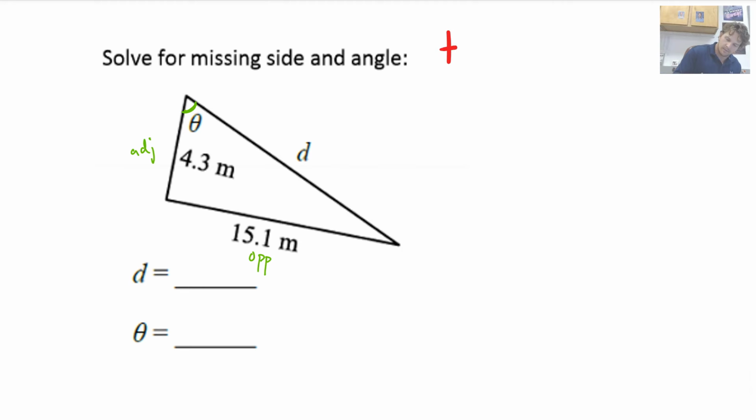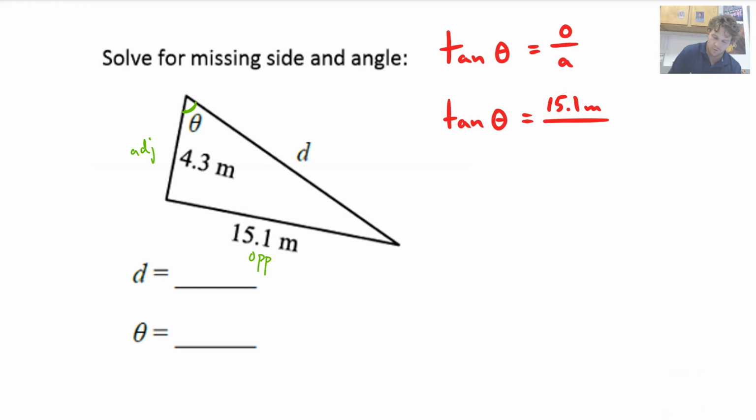Tangent of theta is equal to opposite over adjacent. Okay, now plug in all the things we know. Tangent of theta is equal to 15.1 meters divided by 4.3 meters. Take a look what happens to the units too. Right now I have meters in the numerator and the denominator. Those cancel each other out. So I have no more units.